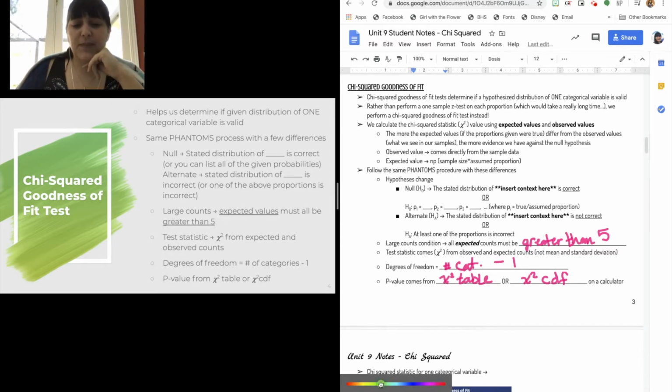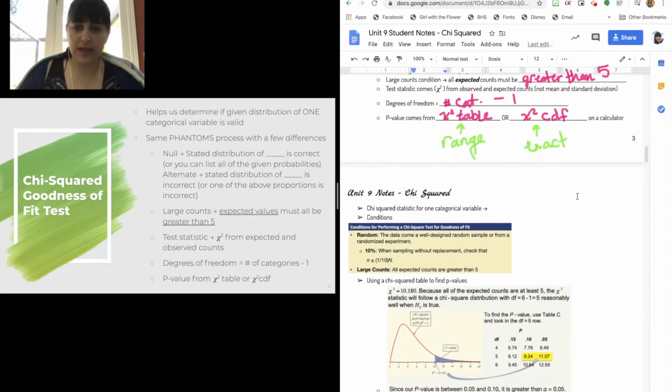Okay, keep in mind that this will give you an exact value, right? Like the test that I'm going to show you on the calculator, when you actually run the whole test on the calculator, this will give you an exact value. The table is going to give you a range, so it's much less accurate, okay? So for us, we're going to use the chi-squared CDF and the actual test on the calculator, okay?